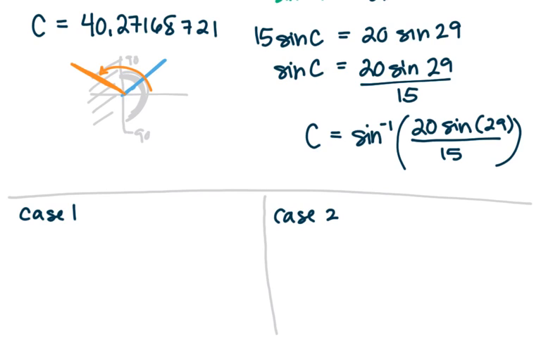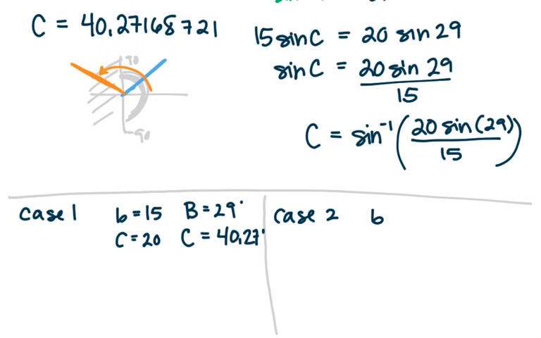So case 1, we have our givens. We have that b is 15, c is 20, capital B is 29, and then capital C we just found is 40.27. Or we have case 2. b is 15, little c is 20, capital B is 29. Those were all my givens. What could be my other option?